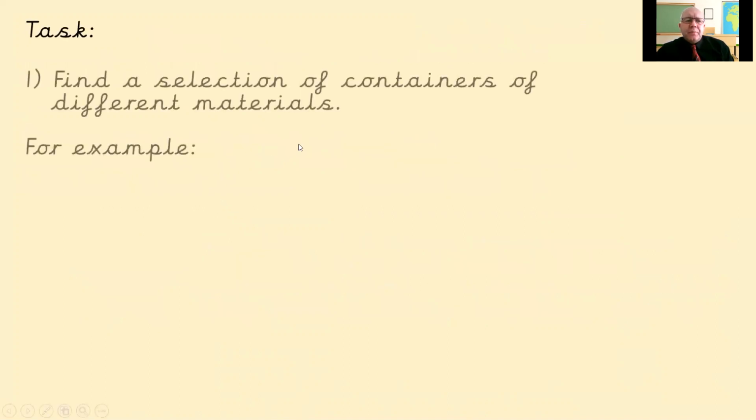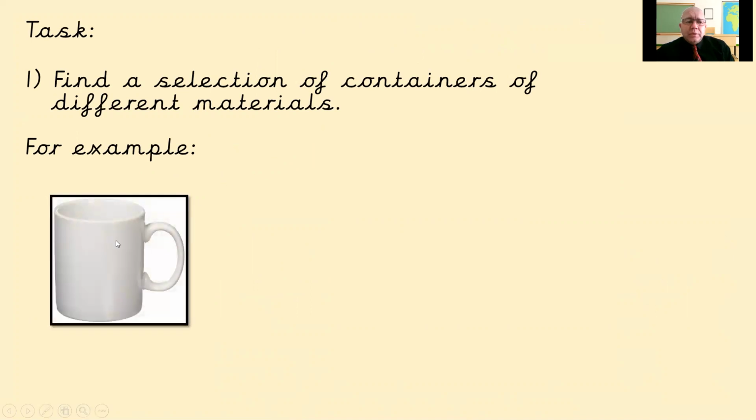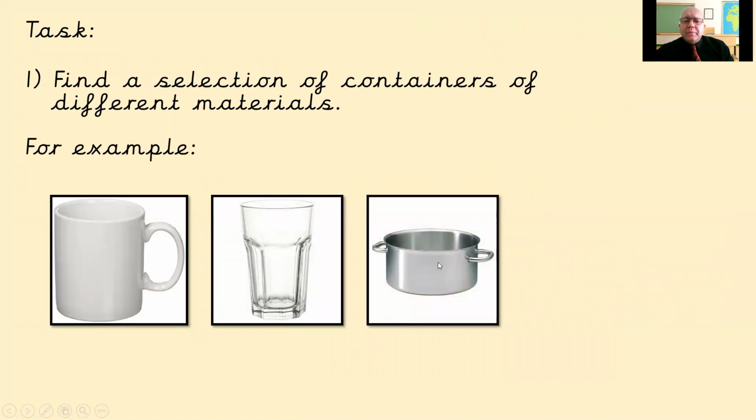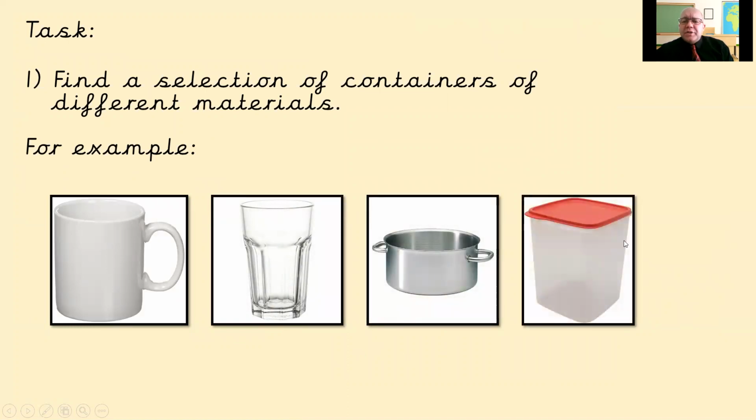So here's your task. Find a selection of containers that are made of different materials. So for example, maybe a mug, so that's made out of clay. Maybe a glass. Maybe a pan made out of metal. And there's a Tupperware, plastic tub. Okay, so 4 different containers that you just find in your kitchen. All of them are watertight, so all of them will hold water, but they're made of different materials. Okay.